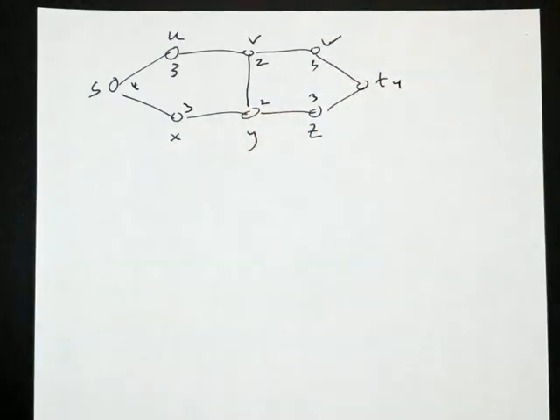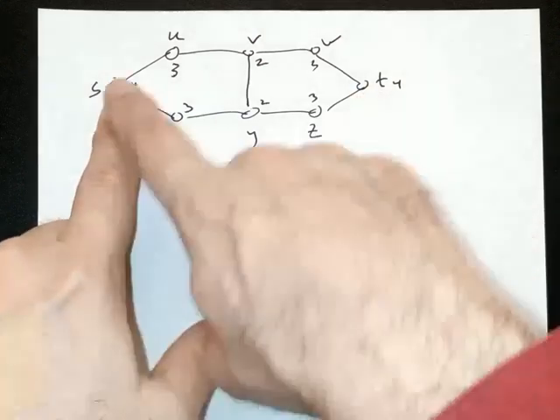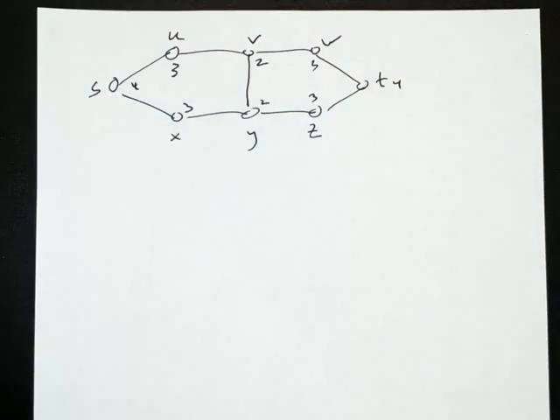Okay. So now the question is, is S eccentric to something? Is there something whose path to S is the same as the eccentricity of that item? The eccentricity of T is 4, takes me 4 steps to get to S, and vice versa, right? So S and T are both eccentric to each other.